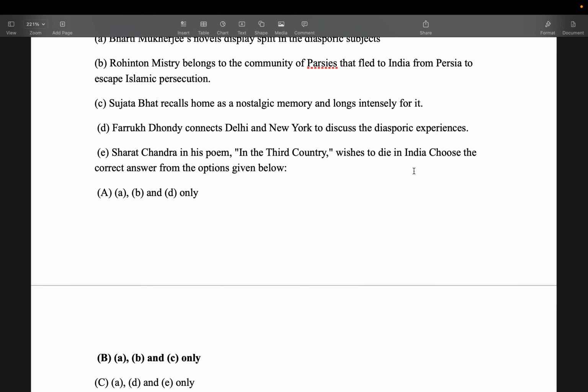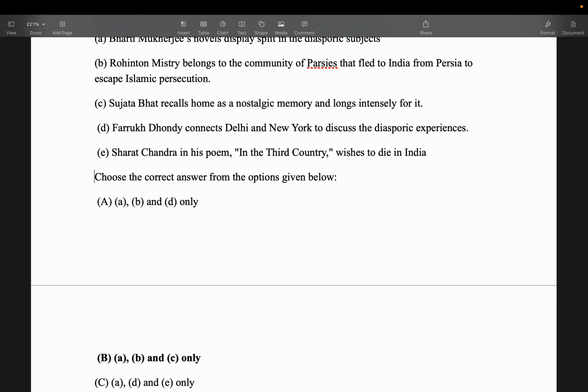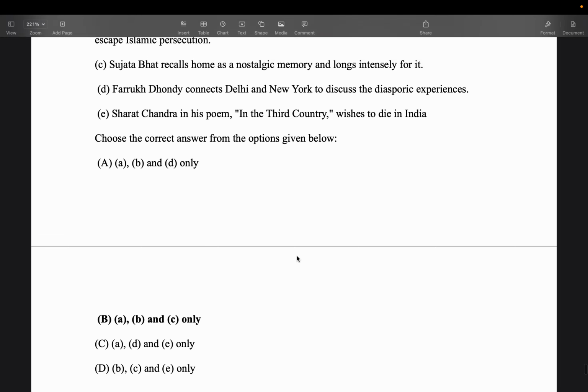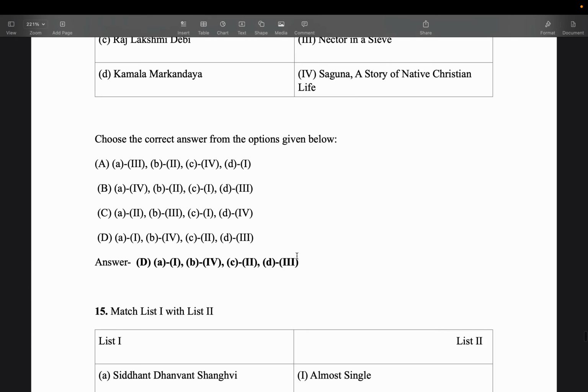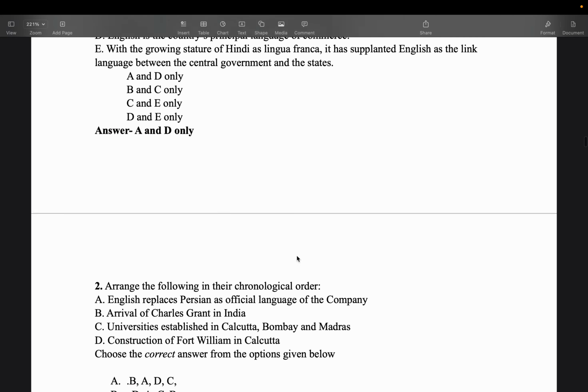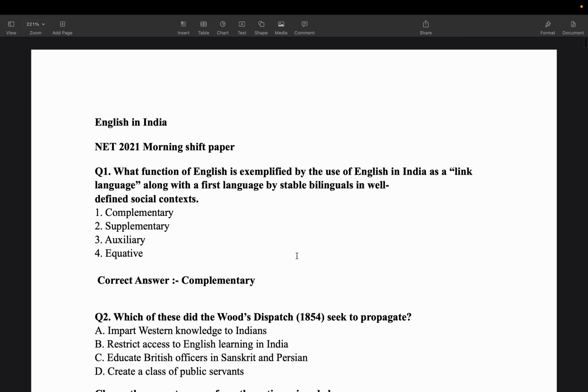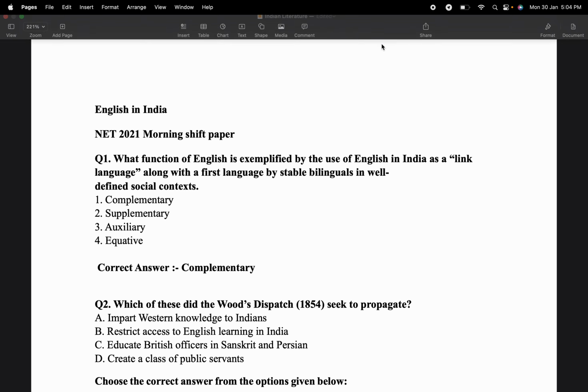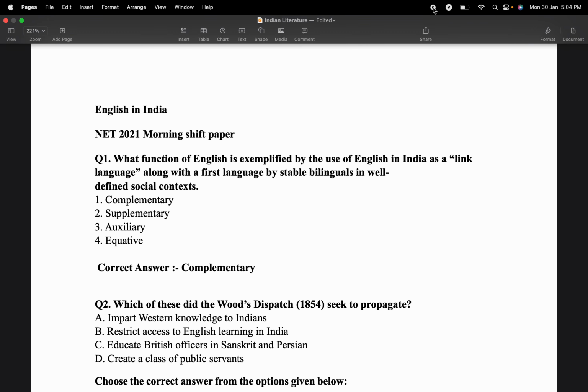Sharat Chandra in his poem In the Third Country wishes to die in India. That is difficult, isn't it? This question is also difficult. But this time in 2023, they will not ask about so many Indians, let us hope. So that is the end of this discussion on Indian literature. There are so many questions that are difficult, I know, but it is good because then we can read up on that. Isn't it? Please do that. All the best. I will bring you the questions from other areas also soon.